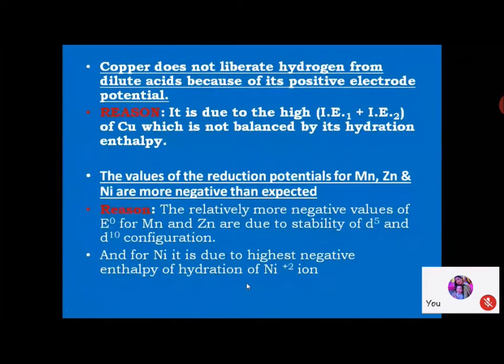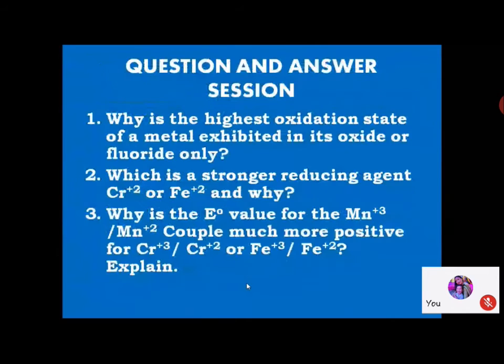Now next is questions. Why is the highest oxidation state of a metal exhibited in its oxide or fluoride only? Again, why is the highest oxidation state of a metal exhibited in its oxide or fluoride only? Okay, then we'll move to the next.